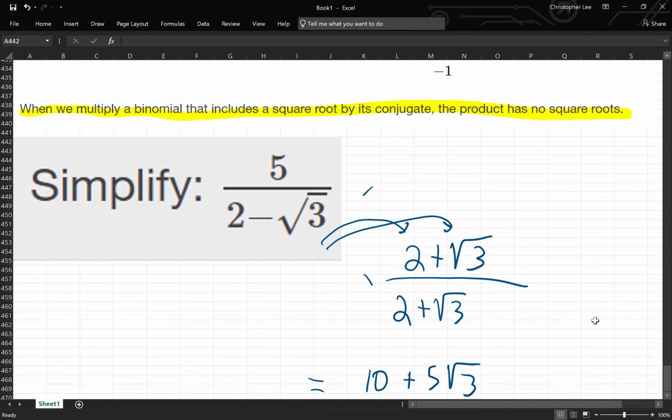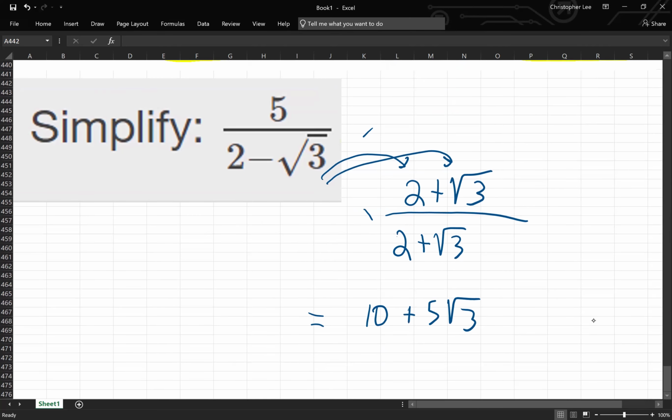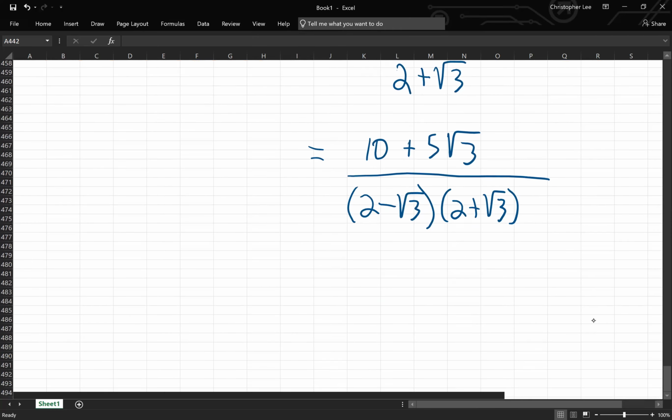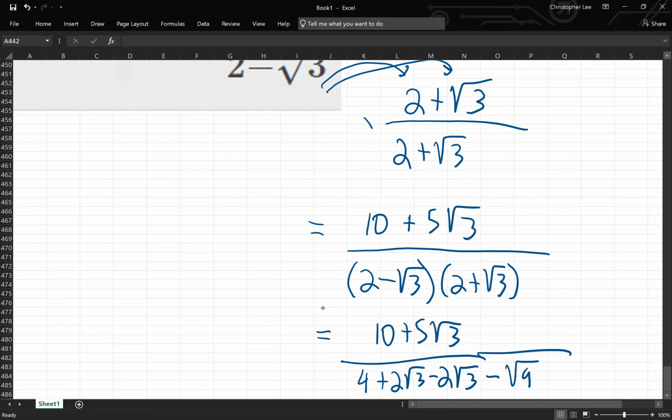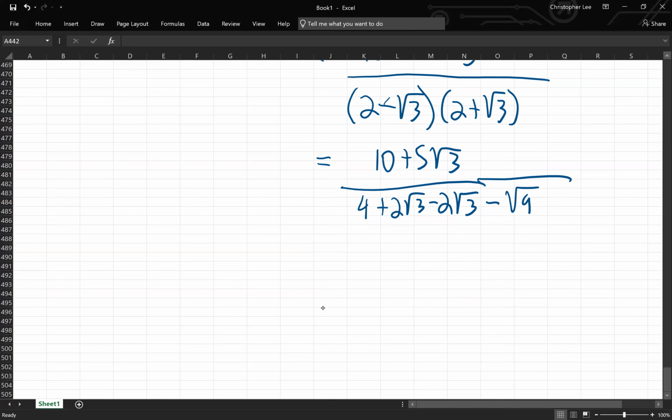On the denominator side, we're gonna distribute that, right? So for the denominator, this should be, let me write it out here. 2 minus square root 3 times 2 plus square root 3. Distributing that out, we're gonna have 10 plus 5 square root 3 over 2 times 2, 4, plus 2 square root 3 minus 2 square root 3, and then negatives and positives, negative square root 9. You already know how to do that. FOIL, boom, boom, boom, boom. That's how we do that.